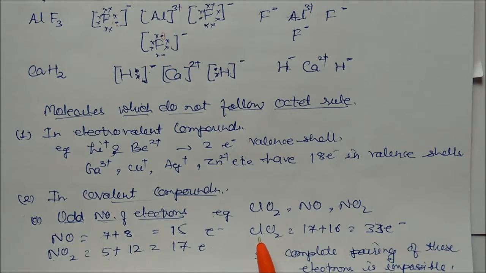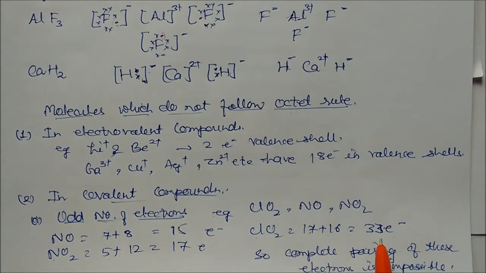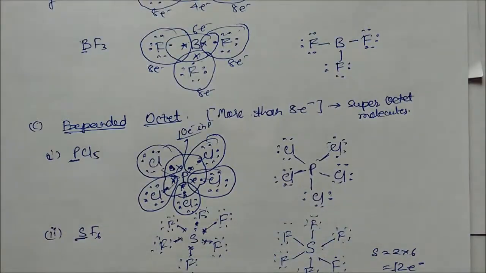Similarly, chlorine dioxide is ClO2. Cl has 17 electrons and oxygen has 16 electrons, so totally 33 electrons. So complete pairing of these electrons is impossible. Pairing is not possible: with 33 electrons, someone will be an unpaired electron. So this type of molecule is called an odd number of electron molecule. It is not possible in other cases; other molecules have an even number of electrons.